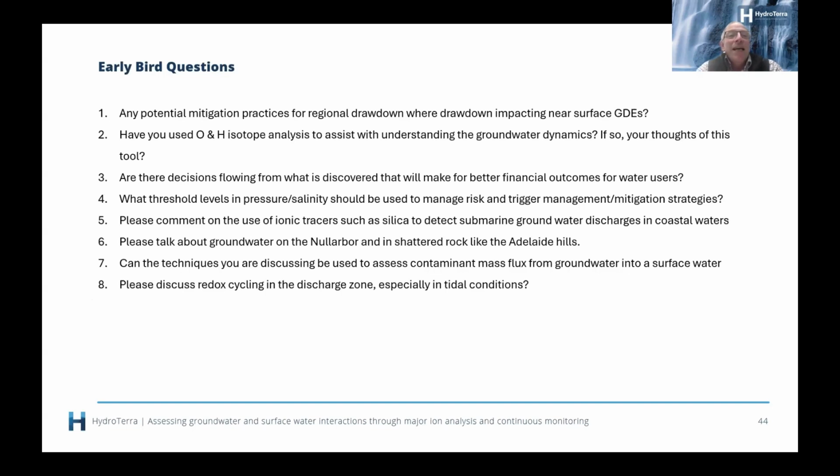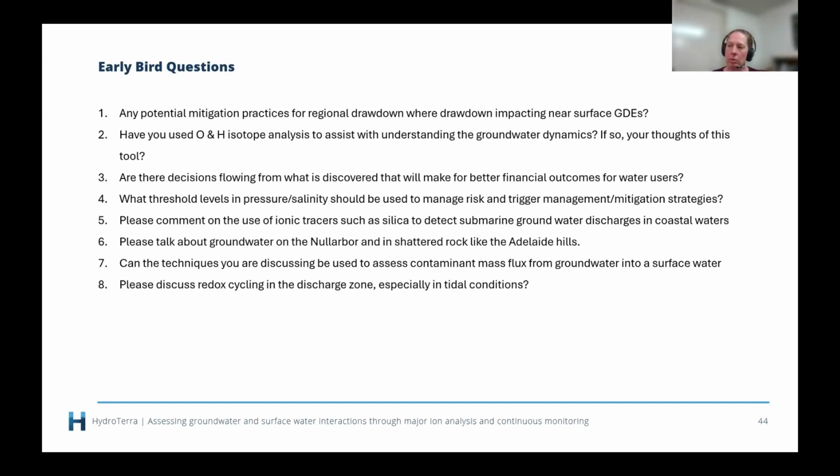Number one, any potential mitigation practices for regional drawdown where drawdown is impacting near surface GDEs, groundwater dependent ecosystems? That's right. So I've worked on a couple of projects where groundwater extraction for coal mining in particular was resulting in regional drawdown, and that was either due to a single mine or also cumulative impacts from multiple mines in the area. As Richard's just defined, for those that aren't aware, GDEs are groundwater dependent ecosystems.